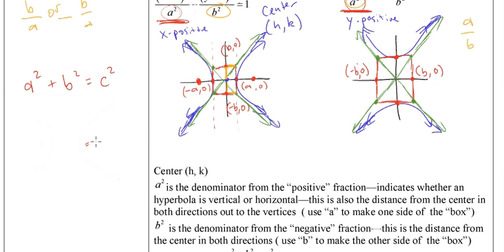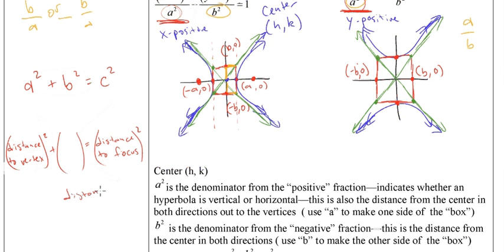So distance to focus squared is equal to the distance to vertex squared, plus the distance to the would-be vertex. I've run out of room here, but to find that, we would have a squared, our distance from the center to the vertex squared, plus our distance to the not-vertex squared, is equal to the distance from the center to the focus squared.